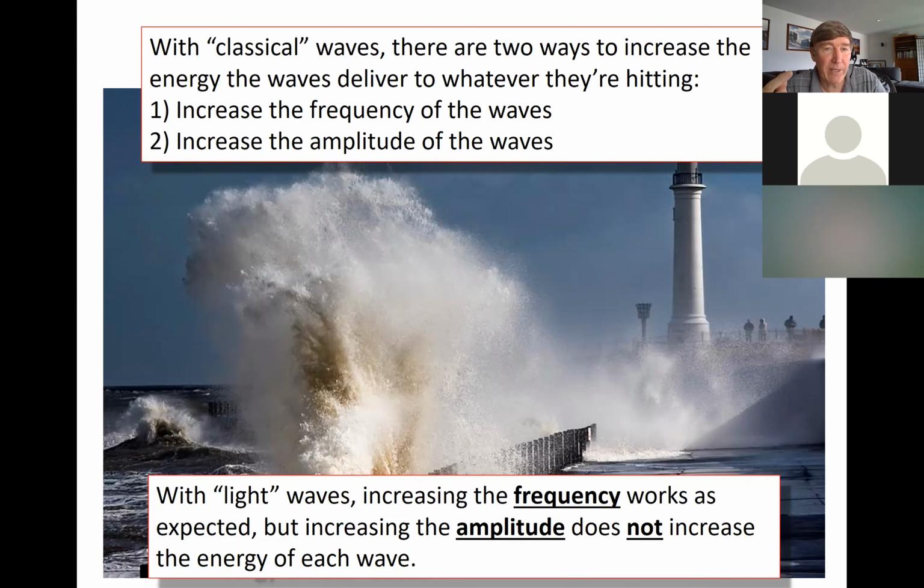Well, what we just talked about with the photoelectric effect, we find out that one of those ways worked, but the other way didn't. Increasing the frequency of the light waves did in fact increase the energy of the electrons, so that was cool. But increasing the amplitude had no effect whatsoever on the energy that these electrons have. And it should have. That's the way classical waves work. So you understand now why this photoelectric problem really is a problem.